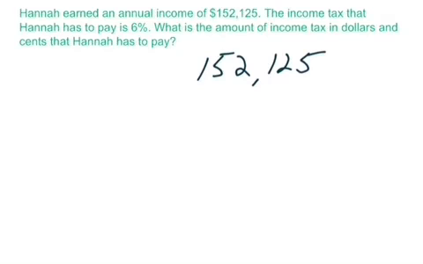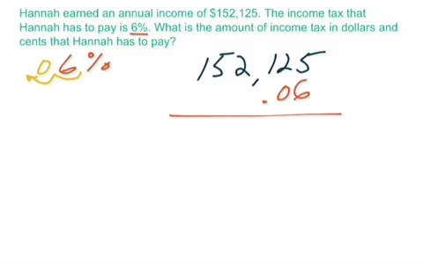All we really need to do when you solve for income tax is multiply that gross amount of money, in this case the annual income, times the rate, or the percent. So 6%, and as we've been practicing, we always turn it into a decimal, which is moving it back 2 places, which would make this 0.06. After we multiply this out, we can figure out how much income tax Hannah would have to pay. So let's solve this real quick. We move this over 2 places, and then we just multiply.